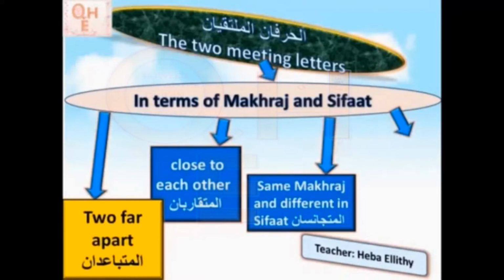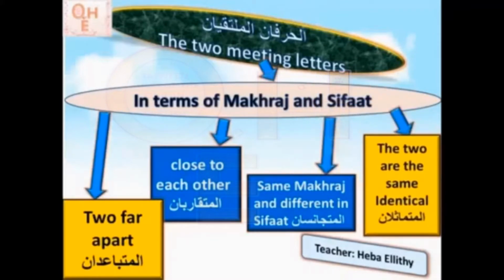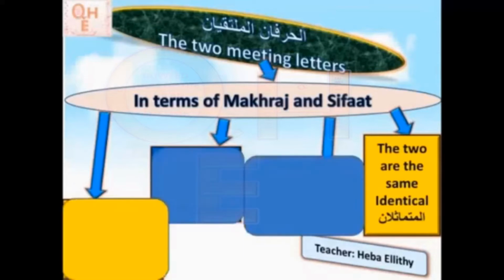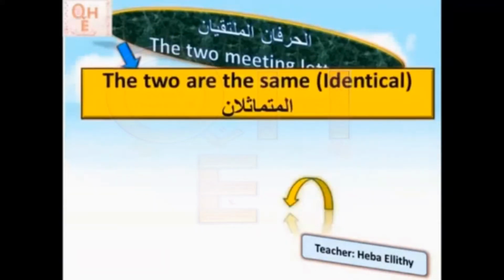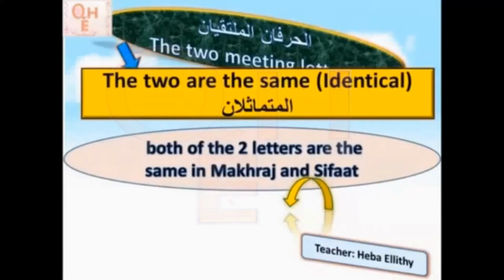We call it المتجانسان. And the one we are working on right now is where the two letters are identical, متماثلان. That means the articulation point is the same and the Sifaat are the same. We said before this never happens except if the letter is the same letter, because all the letters coming from the same makhraj should have some Sifaat different to make them different.